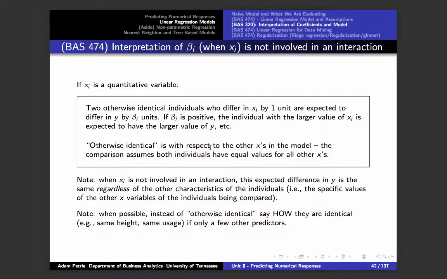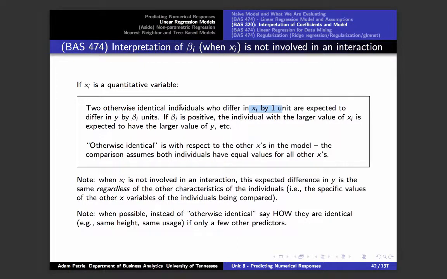So straight out of BAS 320, if X is a quantitative feature, quantitative predictor, in order to interpret its value, what we say is that, okay, 2 otherwise identical individuals who differ in that predictor by 1 unit are expected to differ in Y by beta units, the coefficient of that predictor in the regression. If the coefficient is positive, the individual with the larger value of X is expected to have the larger value of Y, etc. Now, what did this otherwise identical kind of term refer to? Well, it refers to the other predictors that are in the model. So we're assuming that the individual has the same values for all those other predictors. They only differ in X by 1 unit.